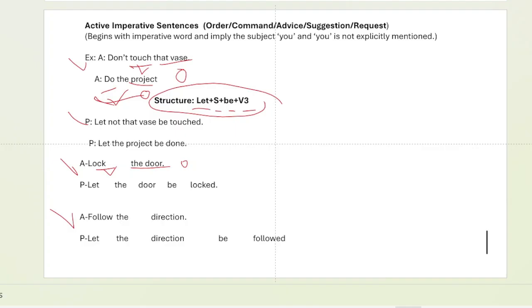Second example is follow the directions, right? Or follow the direction. So let the direction be followed. Clear? Understood? So this was imperative sentences.